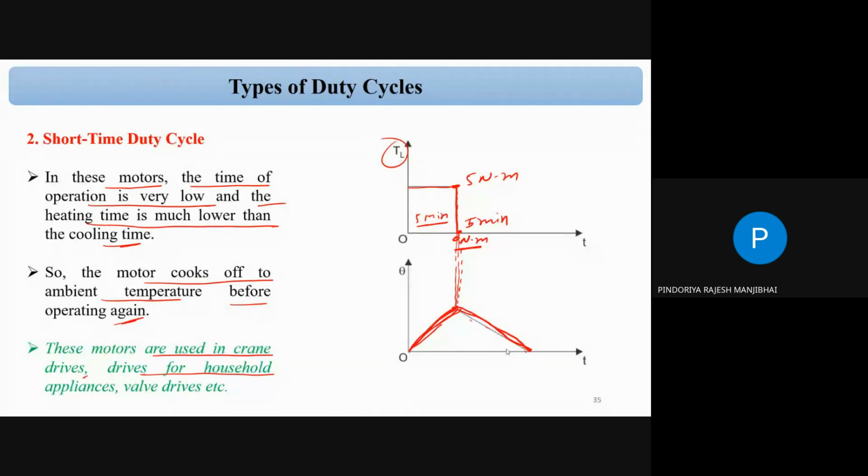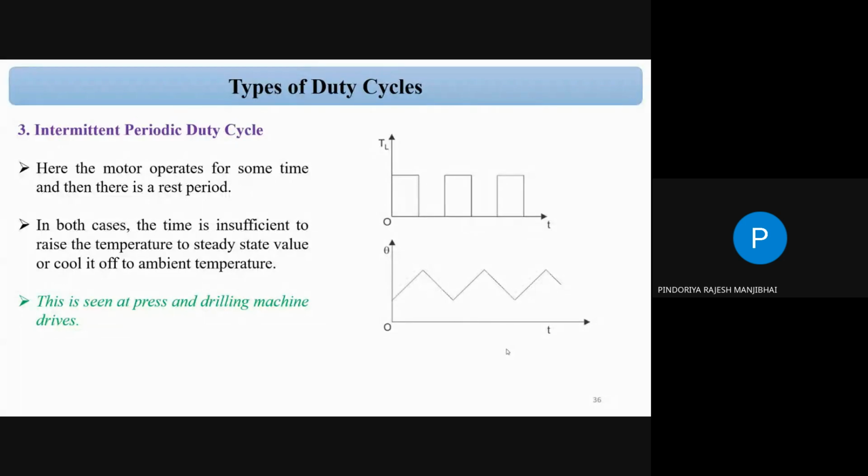So the first one is a continuous duty cycle. So we have to operate the motor continuously. Second one is a short time duty, so we can operate the motor for the minimum time, and the remaining time is rest time. Third one is an intermittent periodic duty cycle. So first, second, and third are important. The remaining three are just dependent on each other.